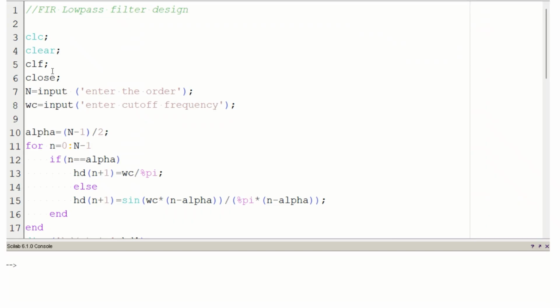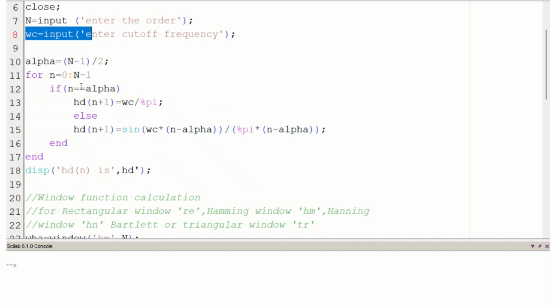Now in the program, we are going to provide the order of the filter and the cutoff frequency as input. Then we are going to calculate the midpoint alpha given by this formula, and then we are going to calculate hd of n.